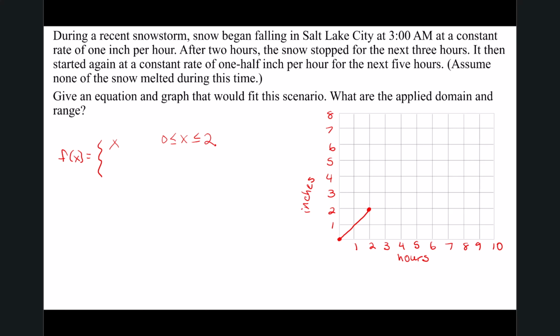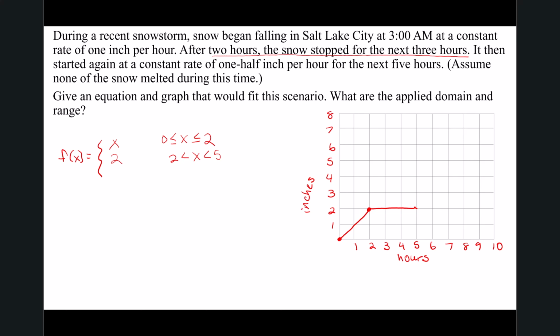Let's look at the next part. After 2 hours, the snow stopped for the next 3 hours. So for the next 3 hours, no snow is falling. From hours 2 to 5, we don't have any snow falling. It's staying at 2 inches. So our function for that whole interval is 2.